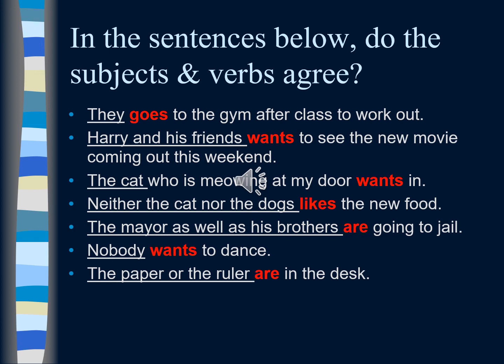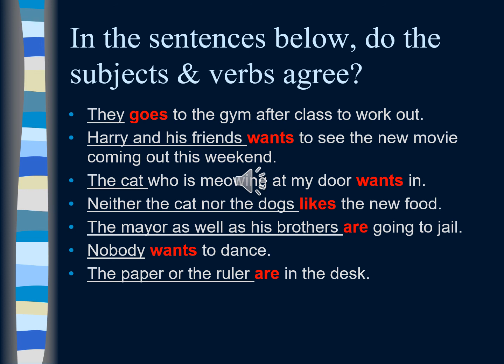The mayor as well as his brothers. In this case, the subject is plural, and you must have a plural verb, which is are. So these two agree, right? Nobody wants. Nobody, singular. Wants is singular. Therefore, these agree as well.